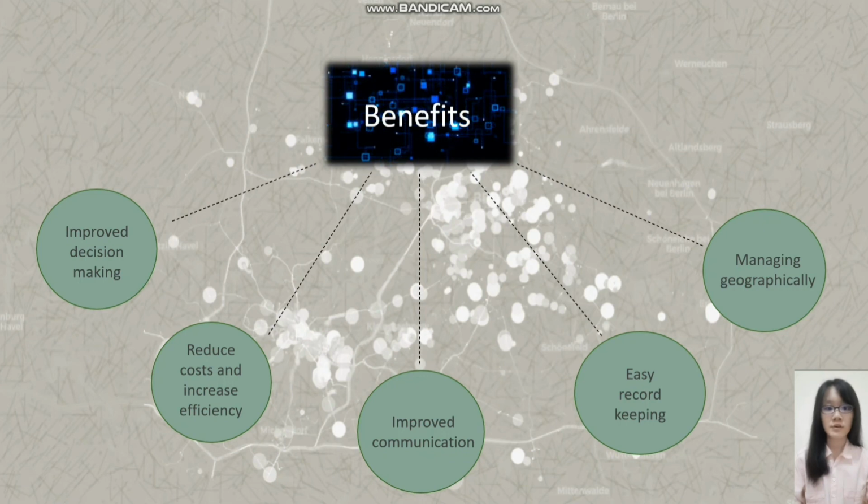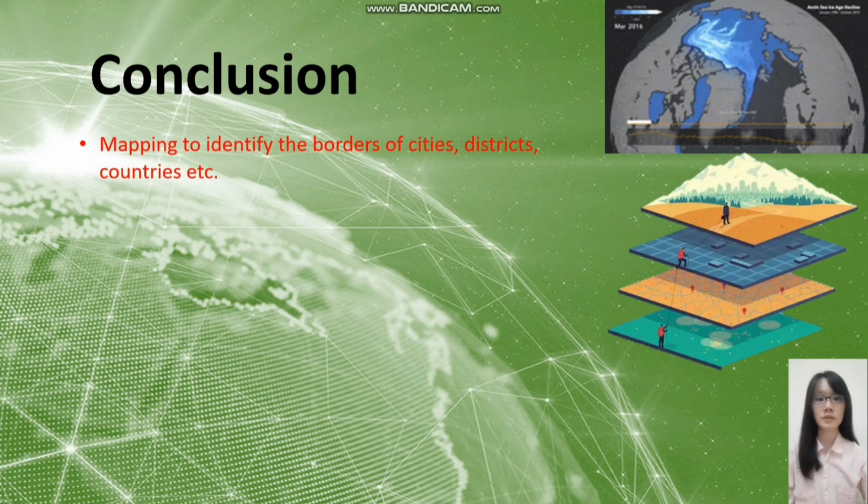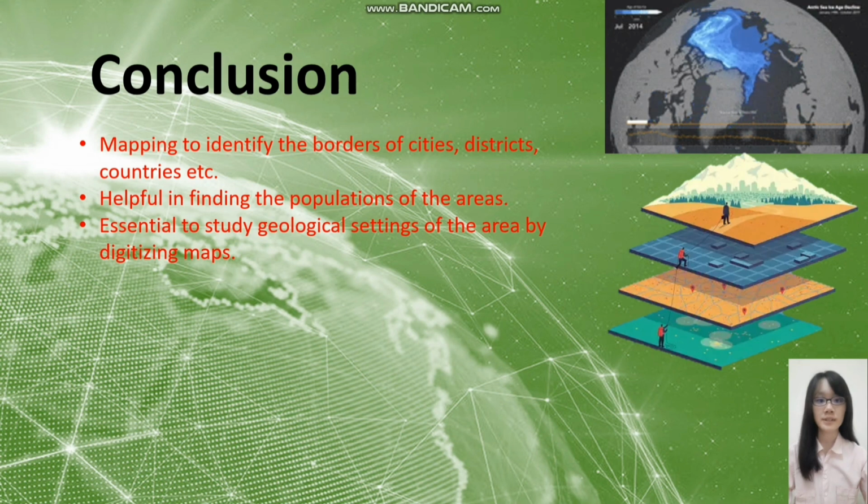Last, managing geographically, knowing what is and will be occurring in a geographic space in order to plan a course of action. To conclude, nowadays GIS has very much scope in almost all fields, such as mapping to identify the borders of cities, districts, countries, etc. It is also helpful in finding the population of areas, and essential to study the geological setting of an area by digitizing maps. GIS is only one of the tools to make data visualization.